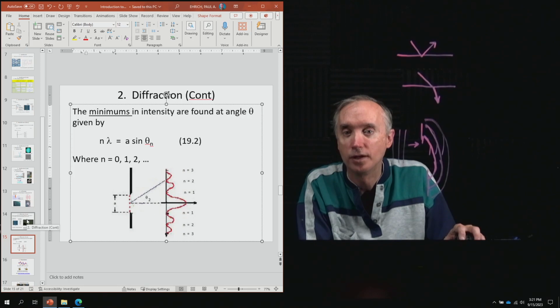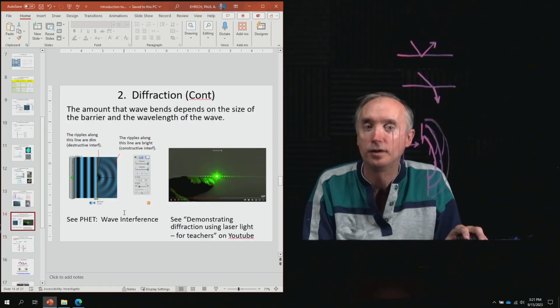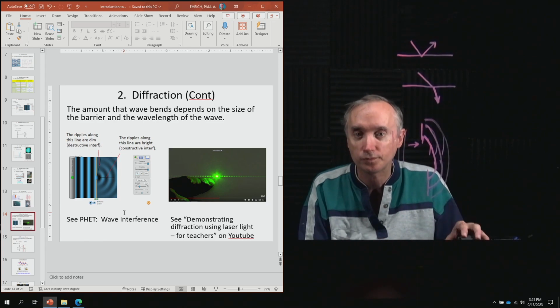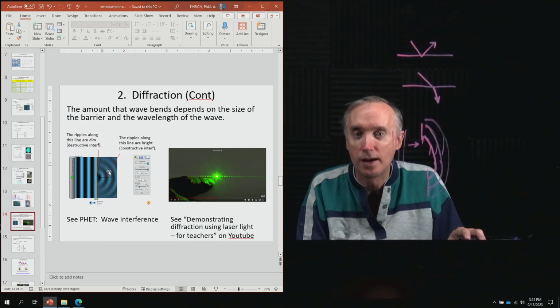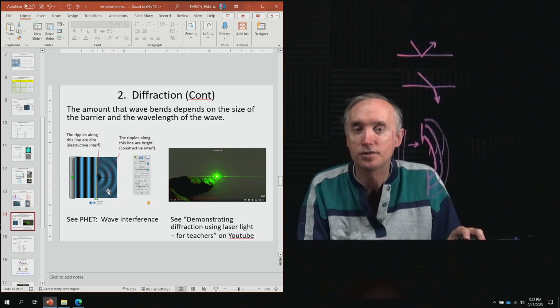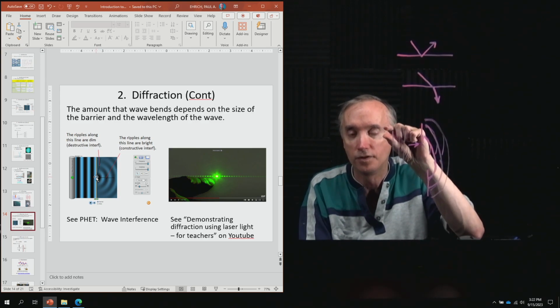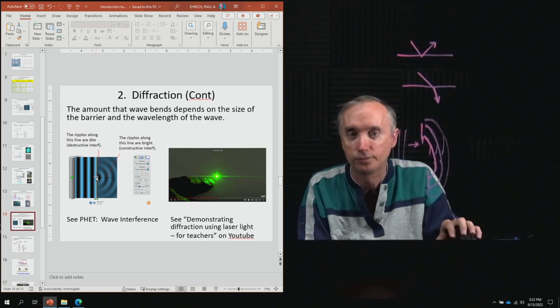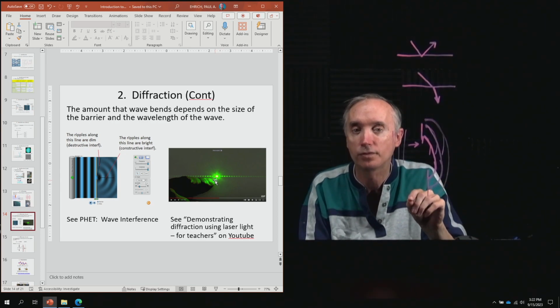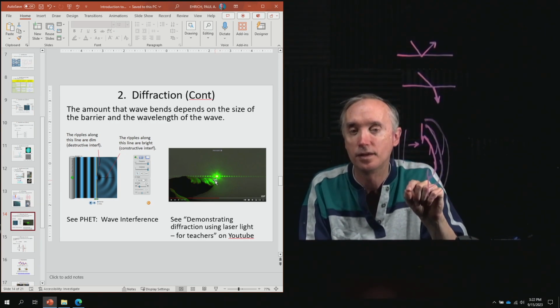Okay, and so let me go back up to here. We've already seen that the amount of bending, and where the constructive and destructive interference occurs, depends on the wavelength of the light being used, and it also depends on the width of the slit that it's going through. And then over here is a picture of interference effects of light going through a single slit and then being shown on a wall.